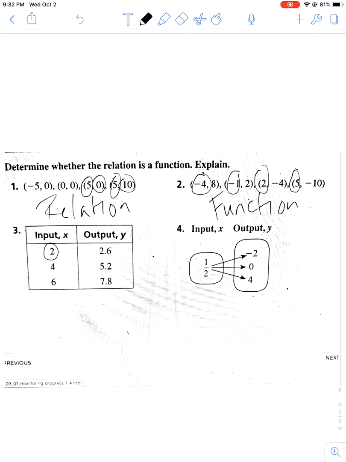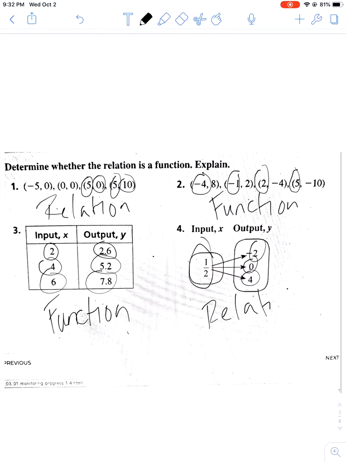This one's pretty easy. 2 goes to 1, 4 goes to 1, 6 goes to 1. So that's a pretty straightforward function. And the last one, this mapping. Well, 1/2 goes to 1, 2, 3 y's. That's a problem because each of our x's goes to more than one y. So that's a relation. So how'd you do? If you got 3 out of 4 or 4 out of 4, really good job. If you didn't, take some time, rewatch my explanation.